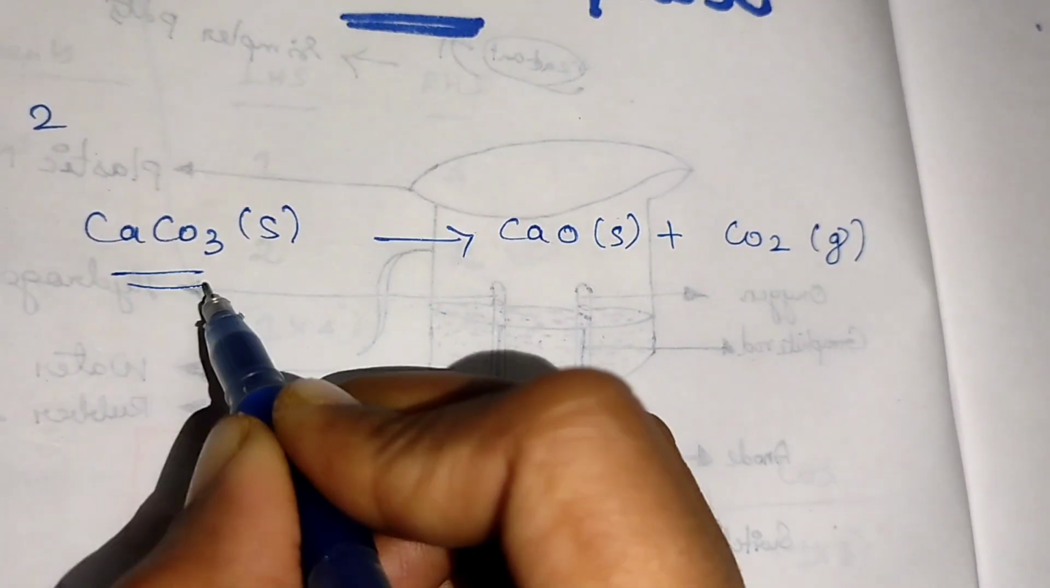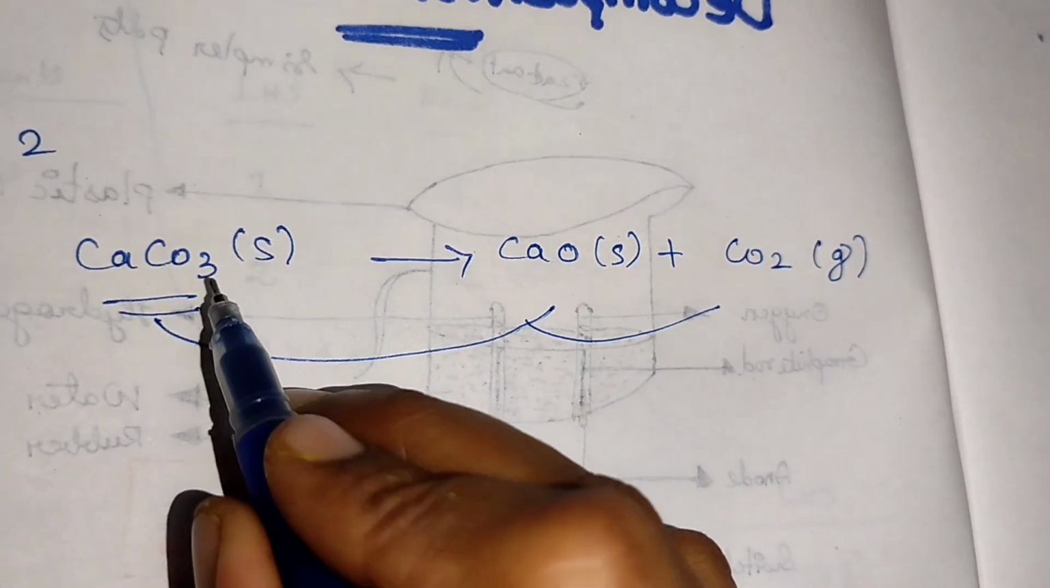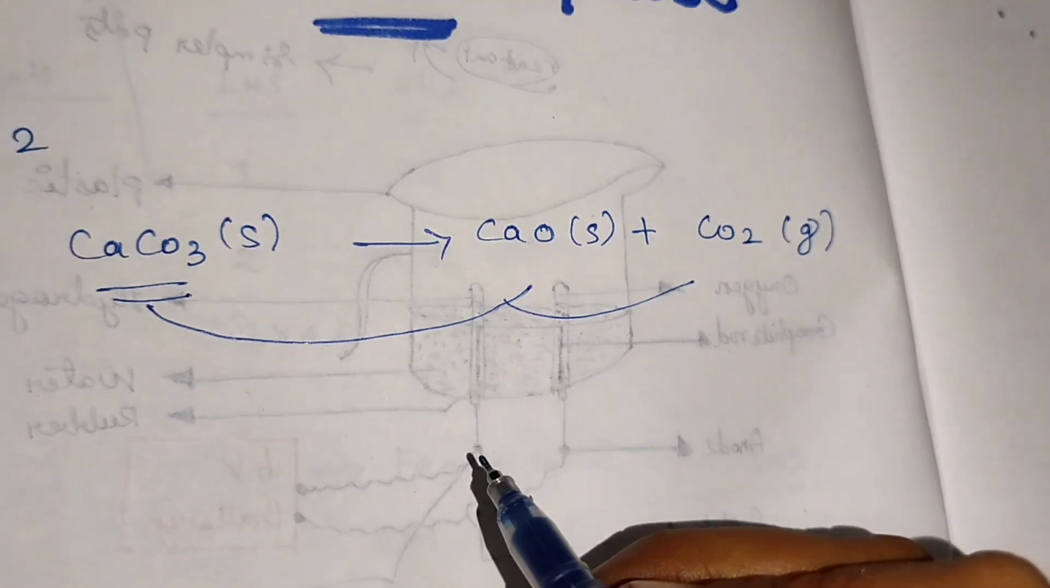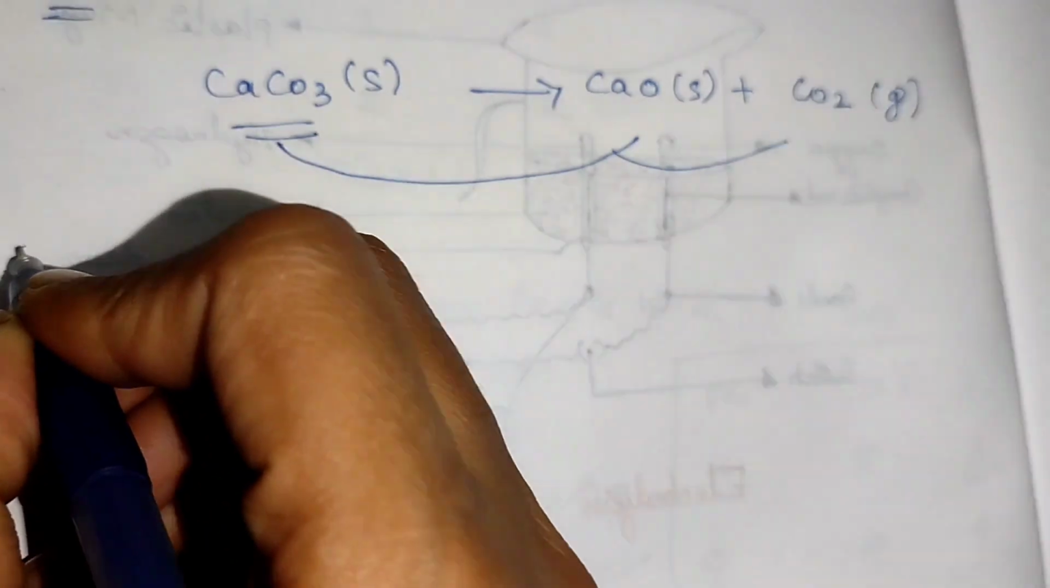Here one reactant is decomposed into some simpler products. Calcium carbonate is decomposed into calcium oxide and carbon dioxide. So this is another example of a decomposition reaction. Like that, example 3.